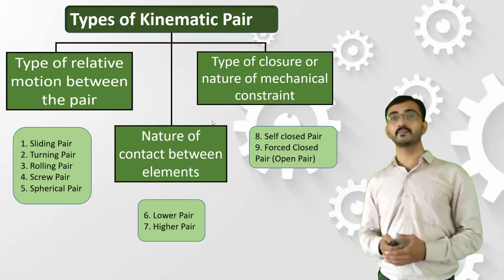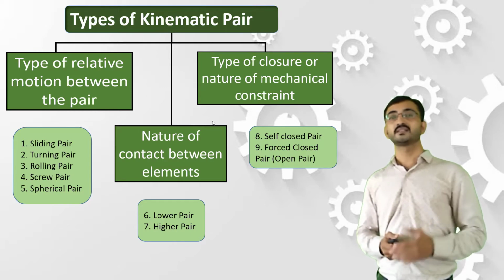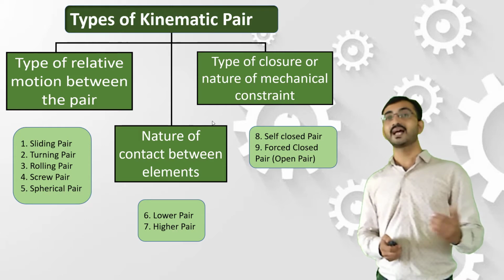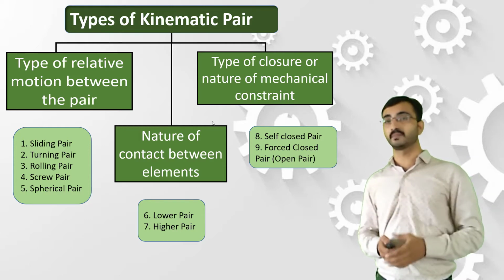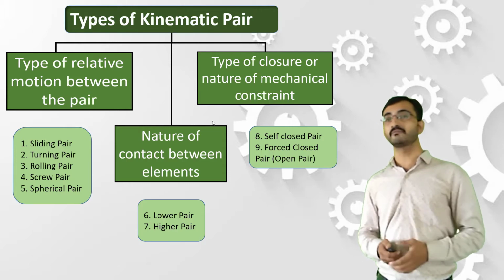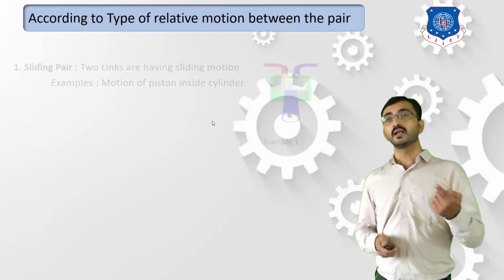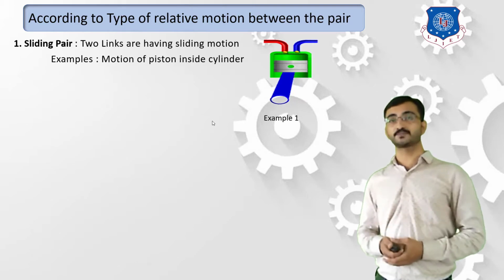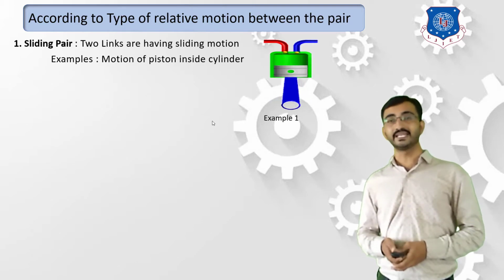In your GTU examination, this will be the most important question, because many times they will ask the question: classify kinematic pairs, in 7 marks. Either they will ask that or ask to explain any one type in 7 marks. Okay, so let's learn one by one. The first one is the type of relative motion between them. As they are moving relative to each other, which type of motion is being produced? The first one is known as a sliding pair.